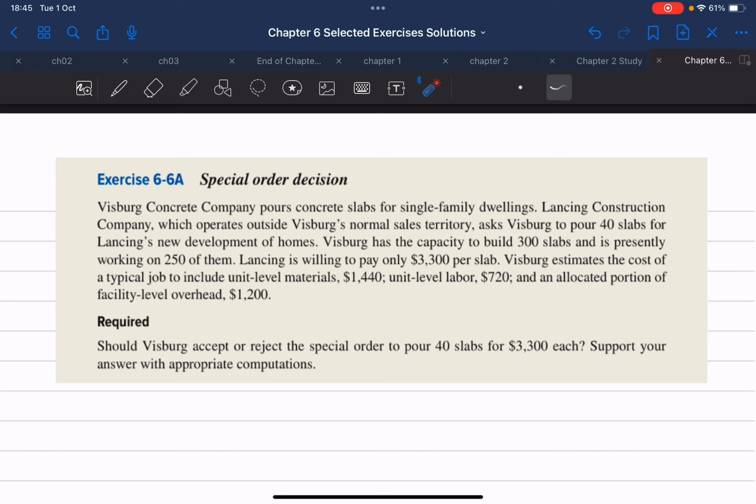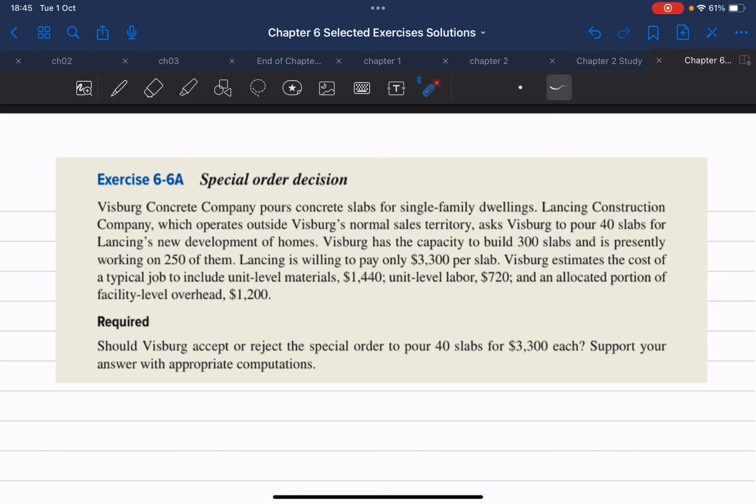Lansing is willing to pay only $3,300 per slab. Visberg estimates the cost of a typical job to include unit level materials of 1,440, unit level labor of 720, and an allocated portion of facility level overhead of 1,200. Now, what's required here? Should Visberg accept or reject the special order to pour the 40 slabs for 3,300 each, and support your answer with an appropriate computation.